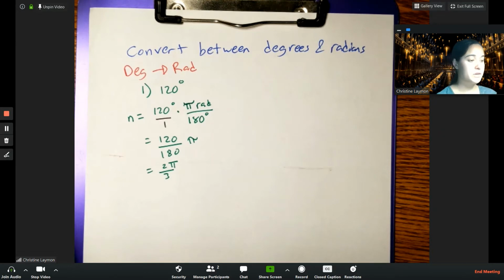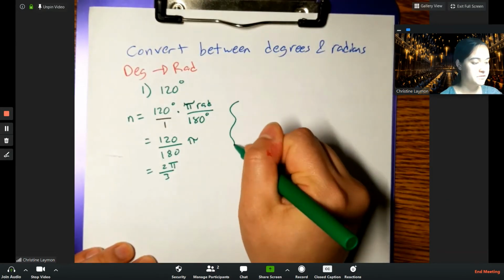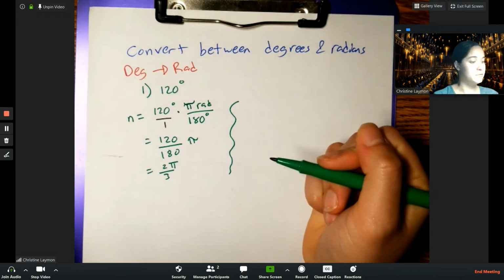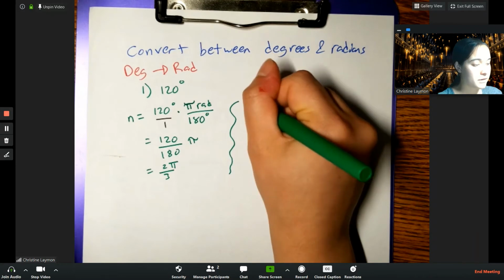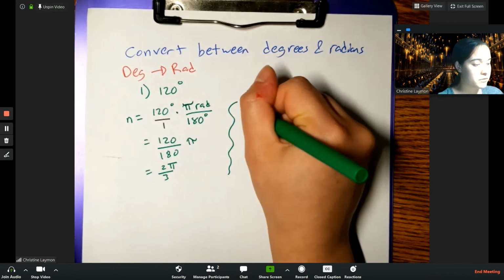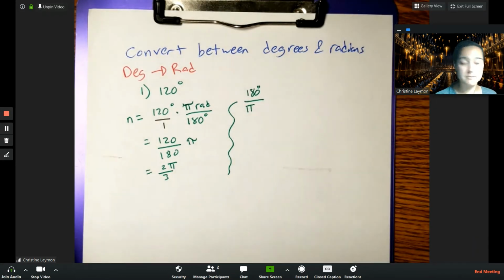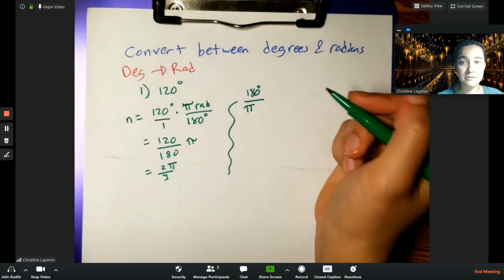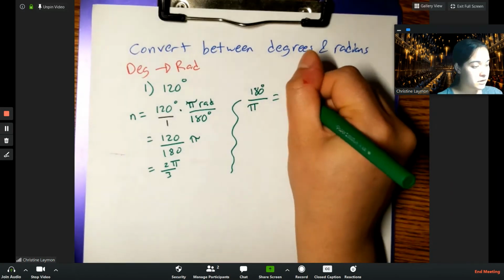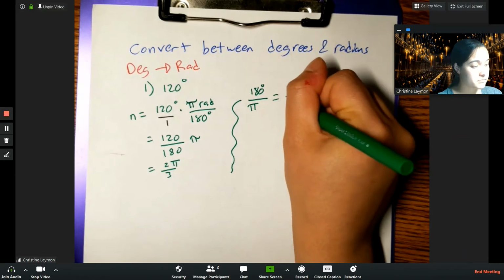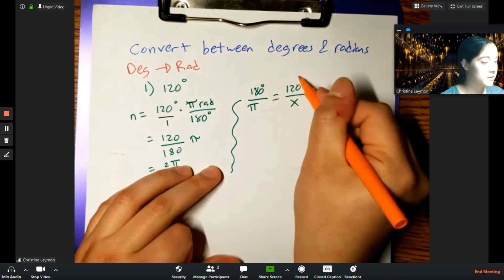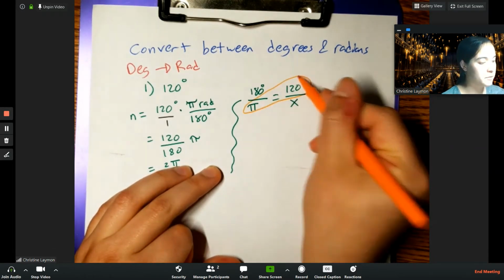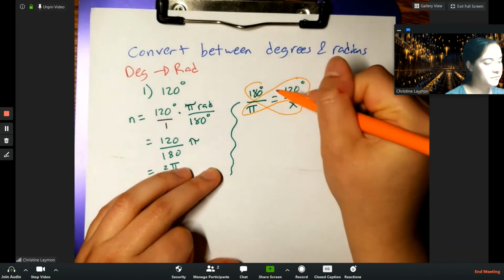I'm going to show you another way also. So I'm going to go ahead and separate this. Another way of doing this is to say that I have 180 degrees over pi radians. Again, this is pi equals 120 degrees over x. That's the ratio method. Go ahead and cross multiply, butterfly method. I'm going to do 120 and pi, 180 and x.